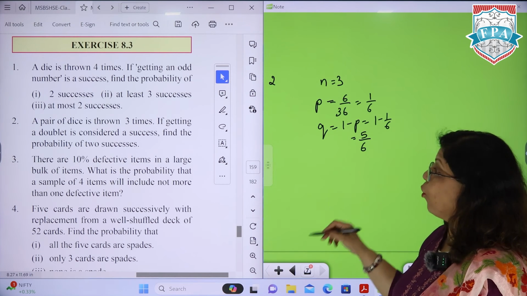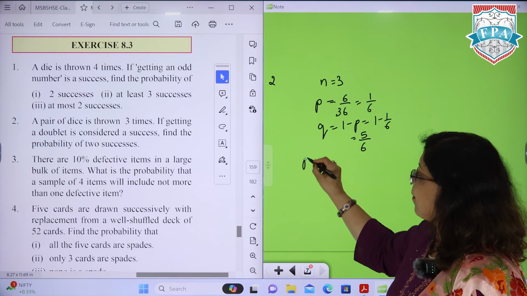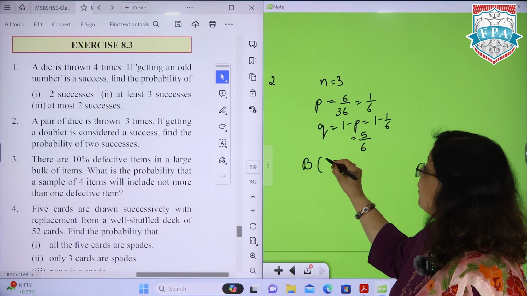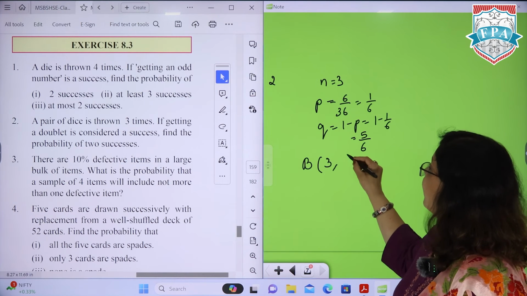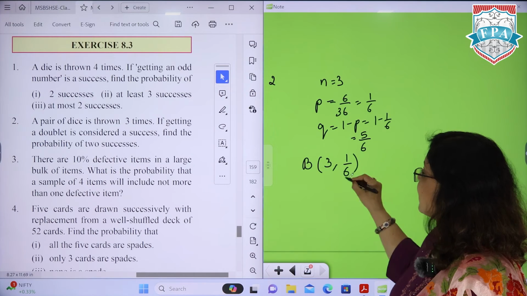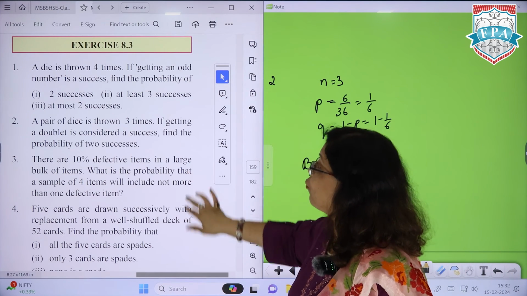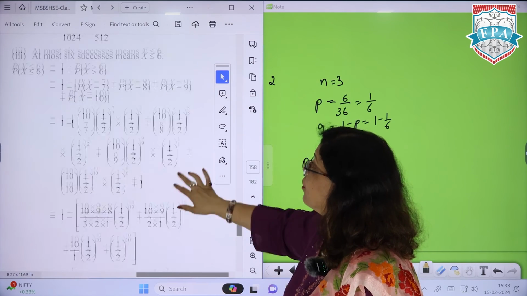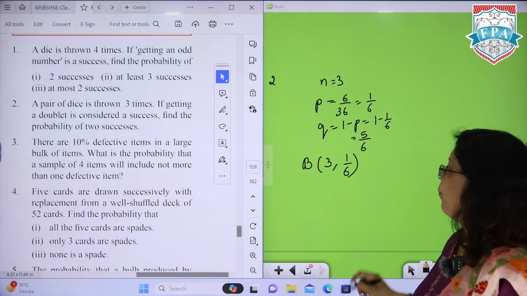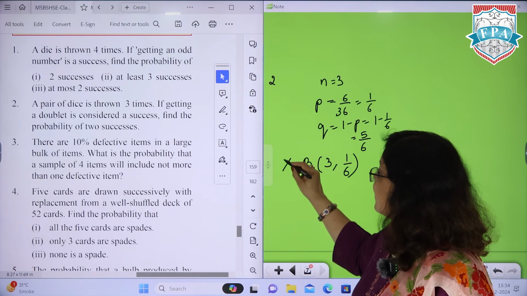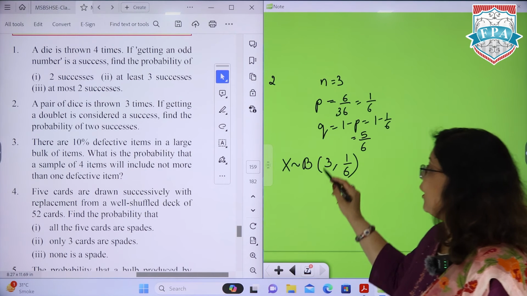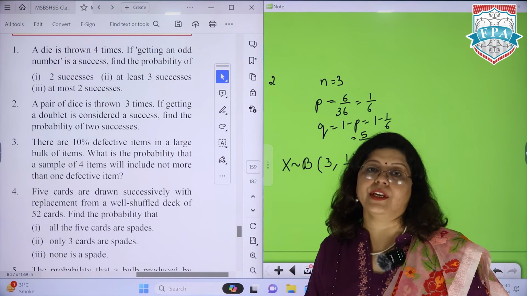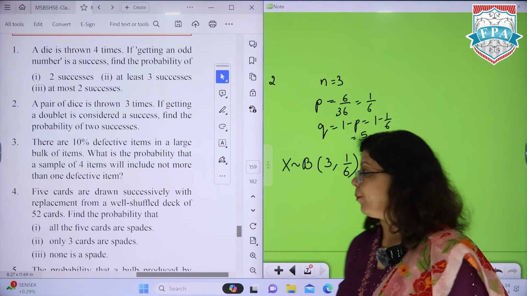So your question becomes B(n, p), the value B(3, 1 by 6). This is the way we actually write the binomial thing over here to go with the question. How do we denote this? X, then a similar sign, B(3, 1 by 6). When B is written, then it's understood that we are actually dealing in binomial distribution.